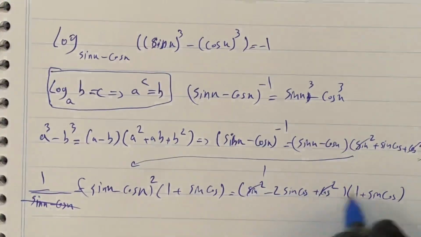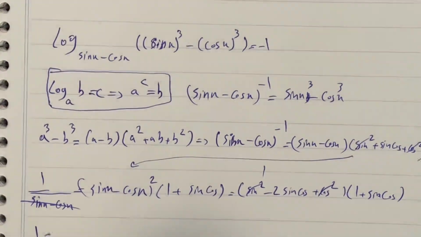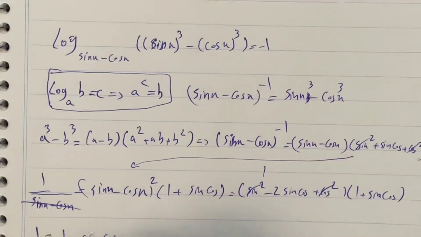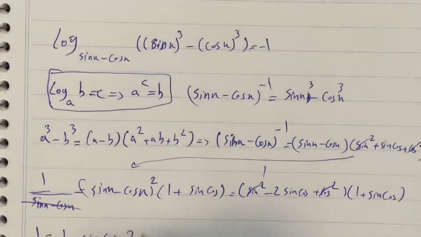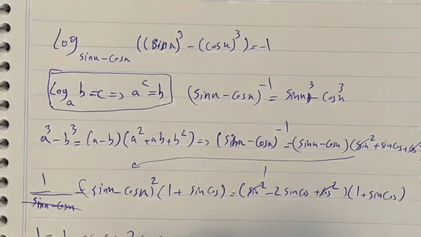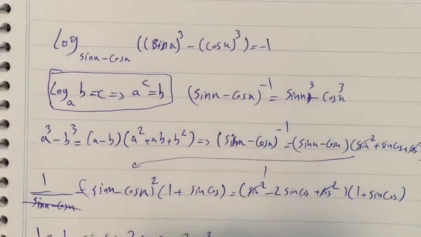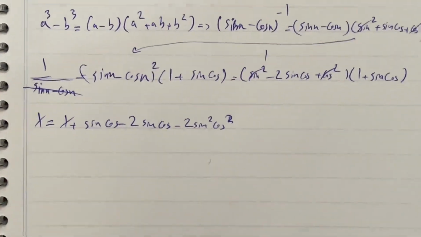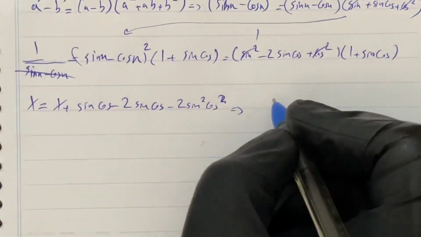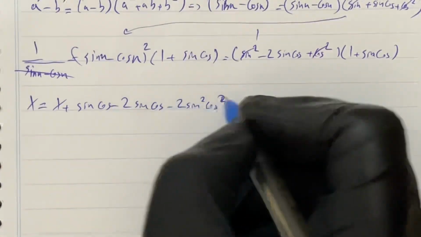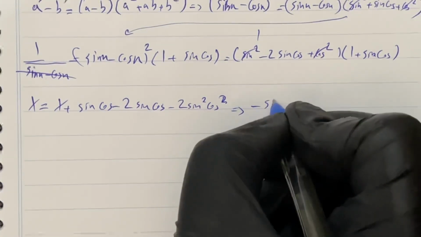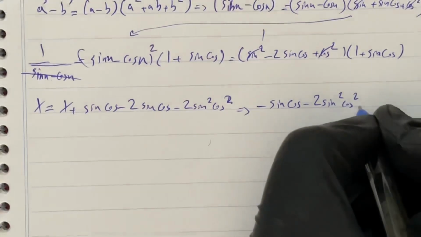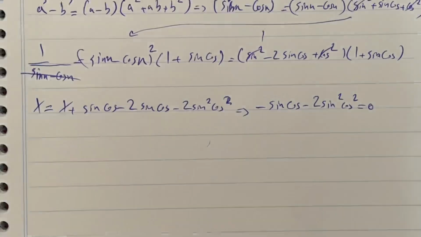And then we multiply this by this. We have 1 equals 1 plus sine cos minus 2 sine cos minus 2 sine squared cos squared. So if you simplify the 1 with the 1 here, we will be left with minus sine cos minus 2 sine squared cos squared equals 0.